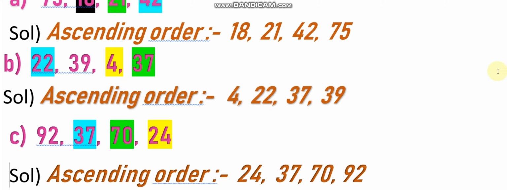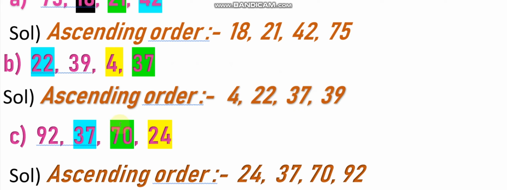Again next two numbers, 39 and 37. Yes, here tens place digit 3, here also 3, both are the same. So we can't say which is the smallest or the biggest. Go and check ones place digits. Here 9, here 7. What is the smallest digit? 7. So make a round to 37, write here 37. Then last number is 39, you write here 39.